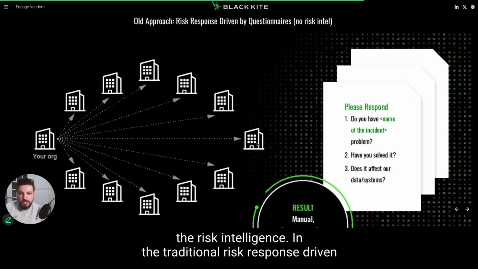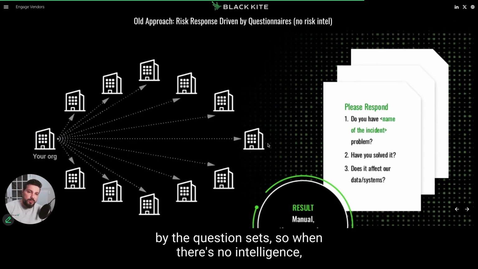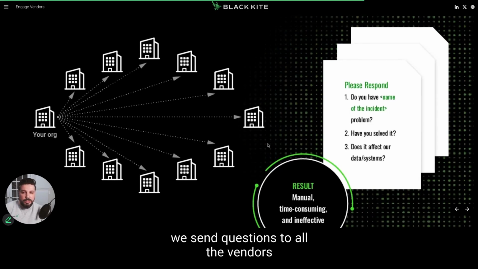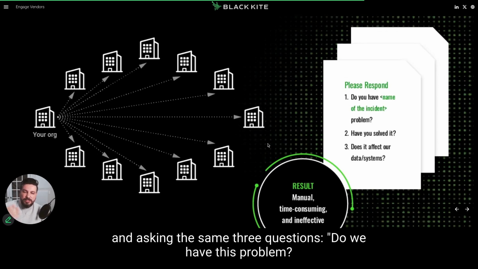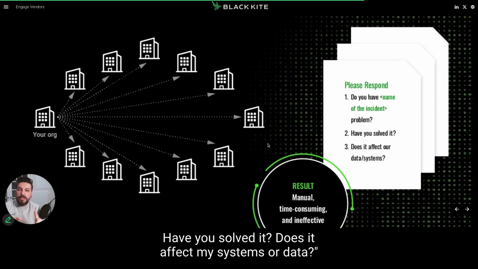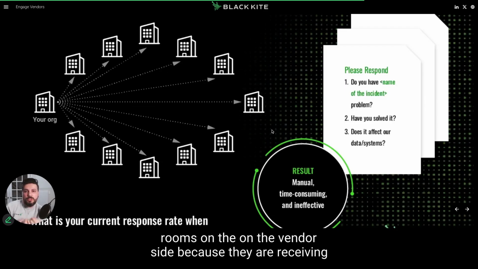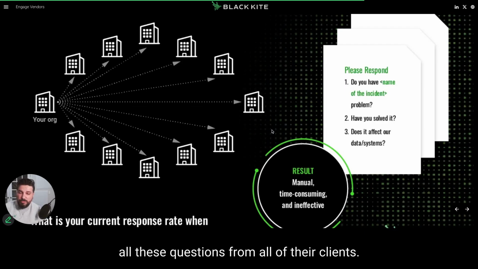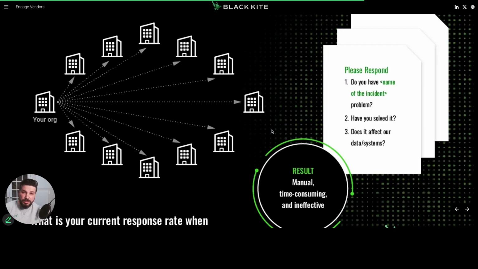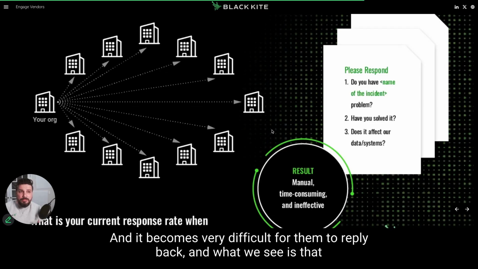In the traditional risk response driven by the question set, when there's no intelligence, we send questions to all the vendors, asking the same three questions. Do you have this problem? Have you solved it? Does it affect my systems or data? But this system unintentionally creates small interrogation rooms on the vendor side, because they are receiving all these questions from all their clients, and it becomes very difficult for them to reply.